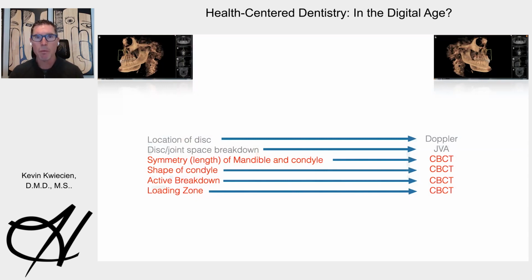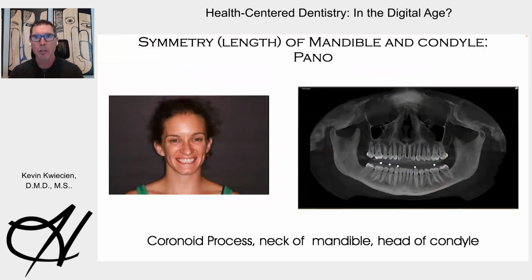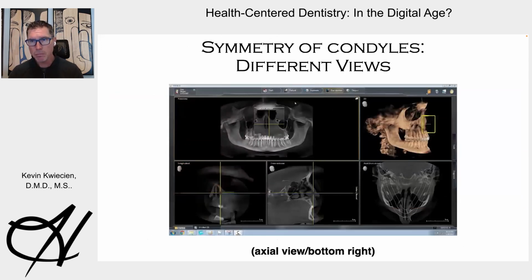Well, how can we use the CBCT? Well, certainly we can basically look at it as a panel. We can take that data and use it as a panel and just start to look for symmetry of the head of the condyles, or the neck, or anything else in the mandible. So start to look at the actual anatomy, because if it's not symmetrical, the body's going to compensate or accommodate for that. And what about looking at each condyle?